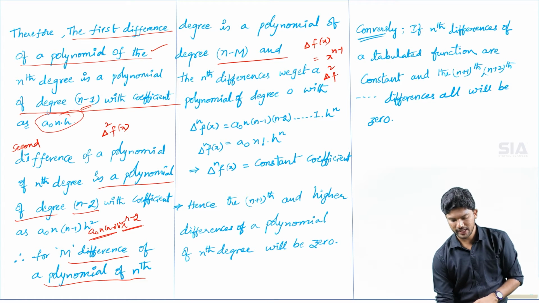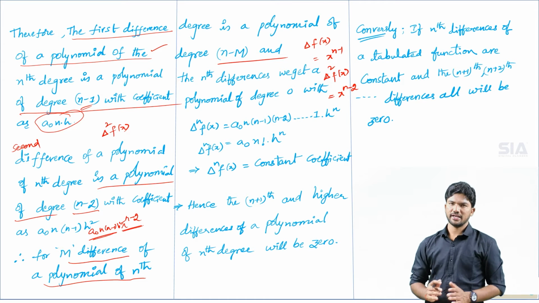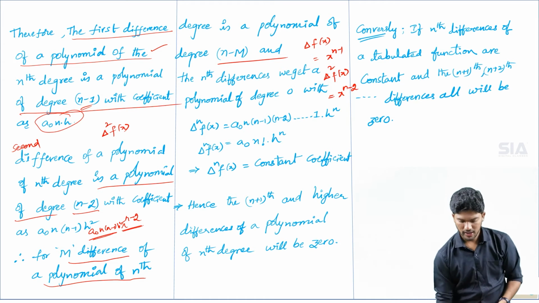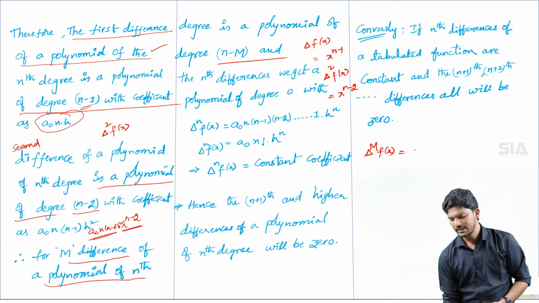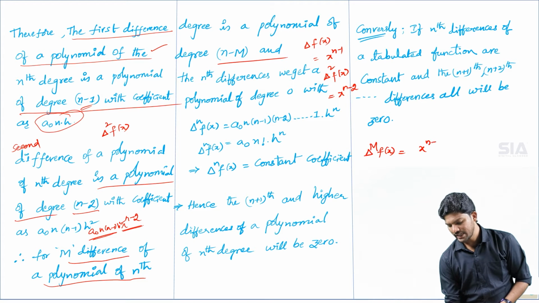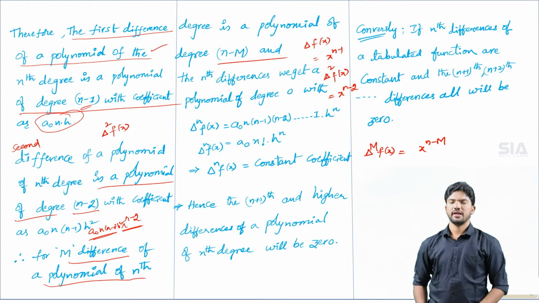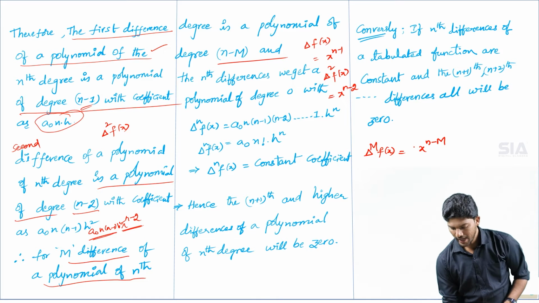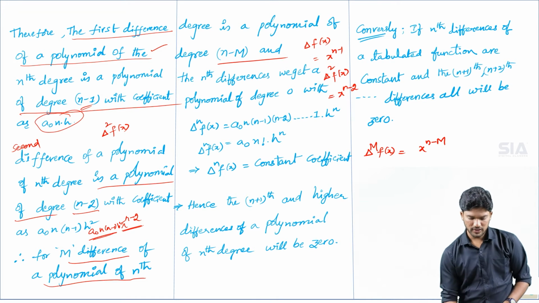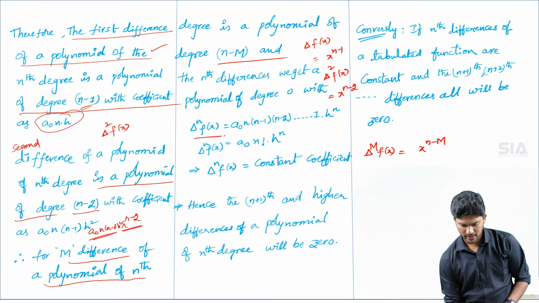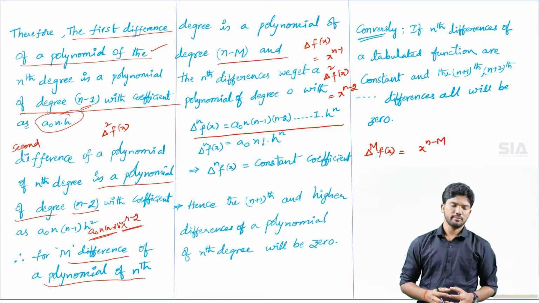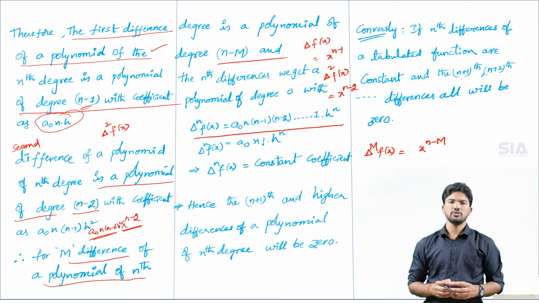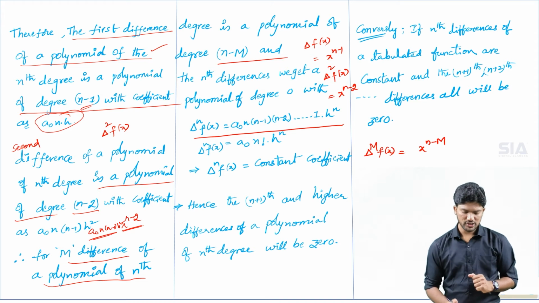Next, suppose we apply delta square. Okay, so x power n minus 2 remains. Similarly, only if you apply the delta power m of f of x, then the highest variable is x power n minus m, and the coefficient value you can write here. This is the delta power n f of x, equal to a naught into n into n minus 1 up to n minus 2 into h power n. That is the coefficient value.